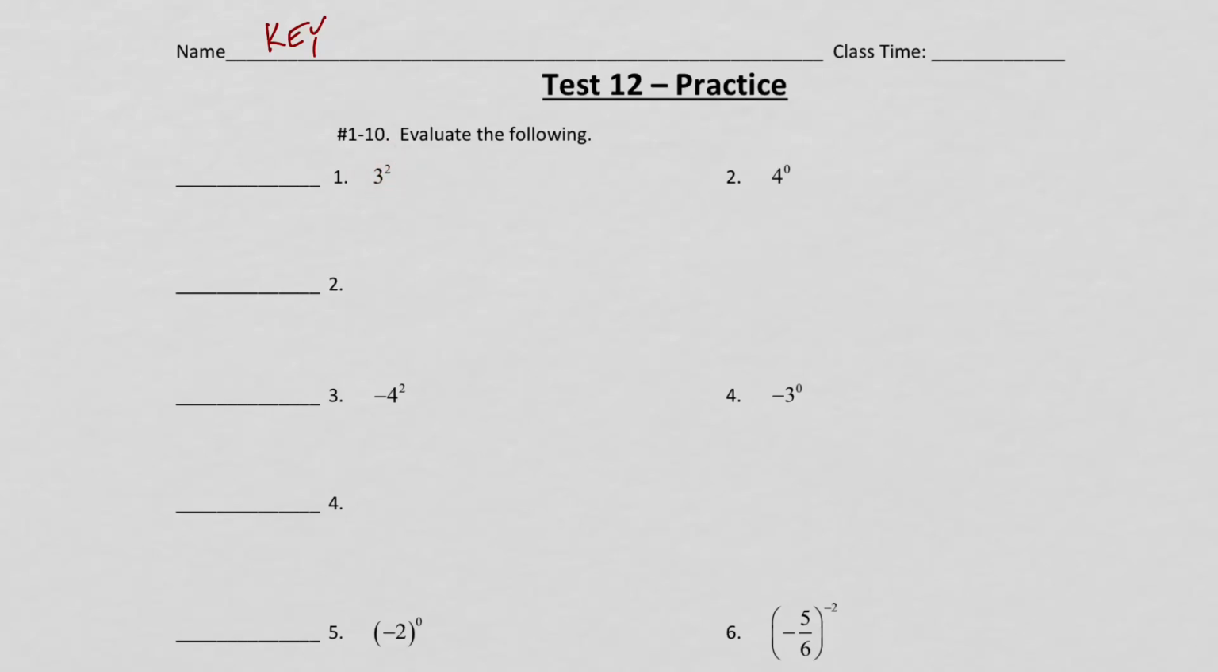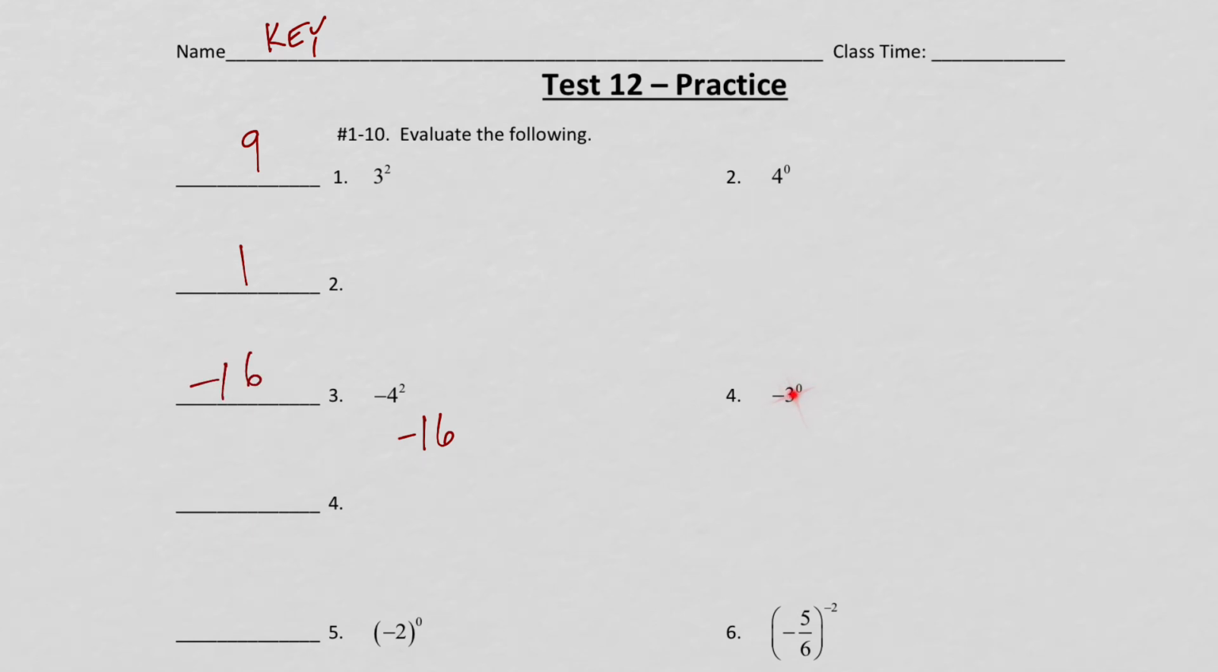Okay, 3 squared is 9. Any non-zero number to the 0 power is always equal to 1. This is tricky because you have to square the 4 first before you apply the negative. So you square the 4 to get 16, then you pop on the negative.